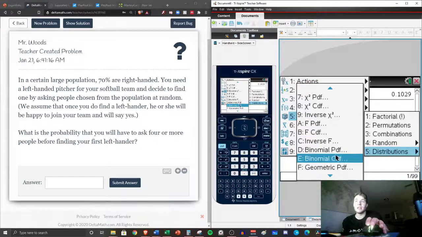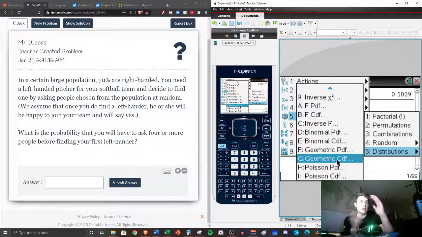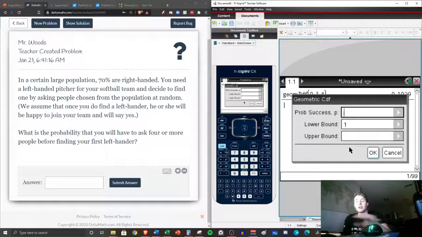That's what CDF stands for, cumulative. So it's everything added together. So we start with our probability of getting a left-hander, which is what we want, 0.30 or 0.3. We're going to start with 4 people, and then we need to go to, well, how far do we go?